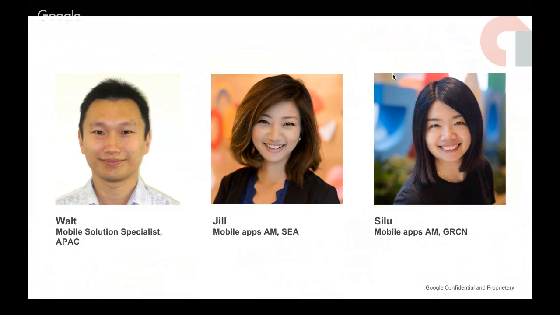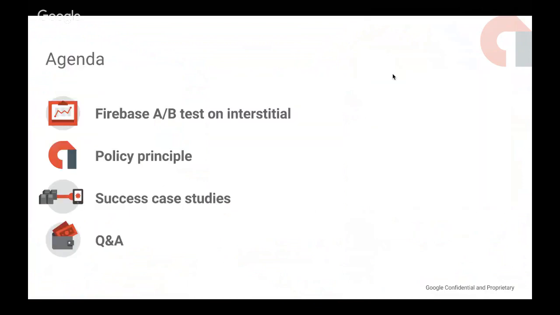So let's take a look at the agenda today. We're going to have 4 agenda items today. The first one is the Firebase A/B testing on interstitial, which is done by Walt. The second one, we're going to give you a quick recap on the policy principle for interstitial implementation. And also followed by that are success case studies of different verticals. And the last one, we're going to give you a QA session based on the survey forms you submitted before the event.